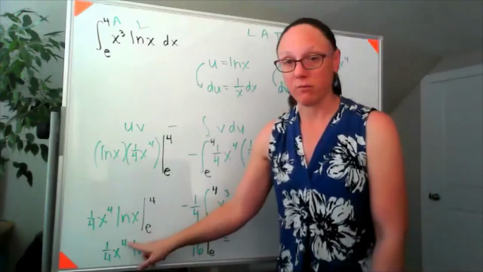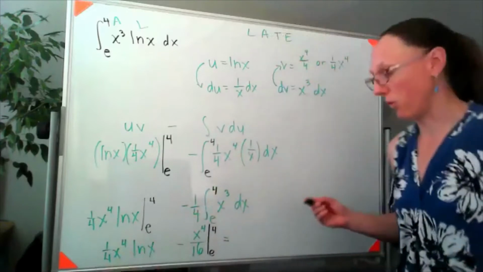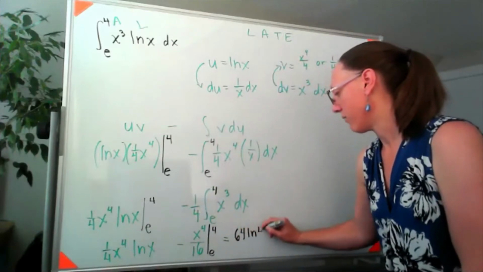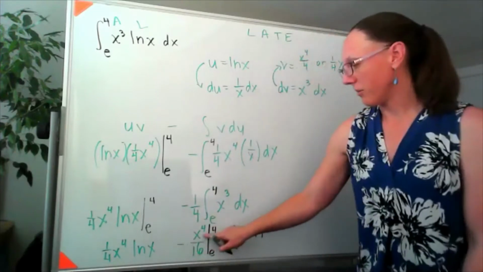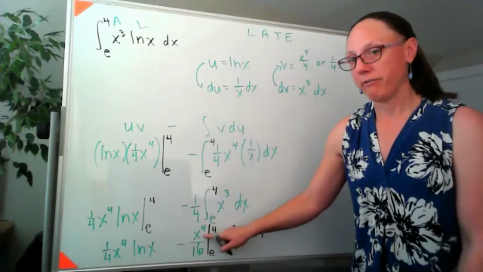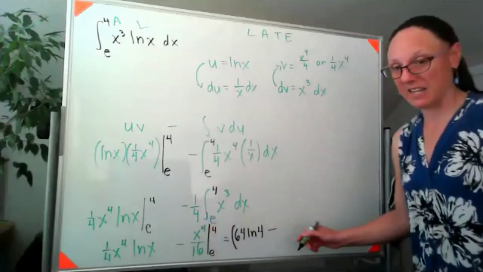Plugging in here, if I put in 4, well, I don't actually need 4 to the 4th because one of those 4s is going to cancel, and 4 cubed is 64. So I've got 64 ln of 4 minus, and here, if I'm plugging in a 4 to the 4th, 256 divided by 16, I'm back to 16.